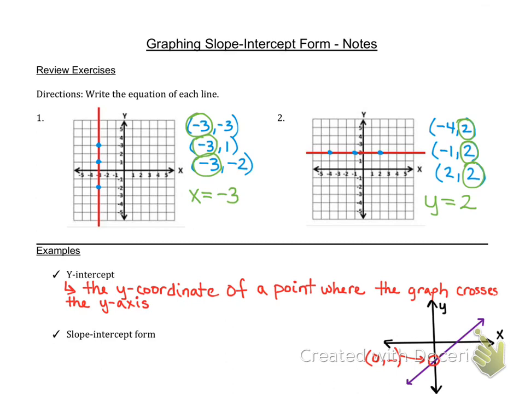Now let's talk about slope-intercept form. In slope-intercept form, the line will look like this: y equals mx plus b. That's the form that the equation will always take. Now, the m value, we've already learned, is our slope. So m stands for slope, and this b value stands for the y-intercept.